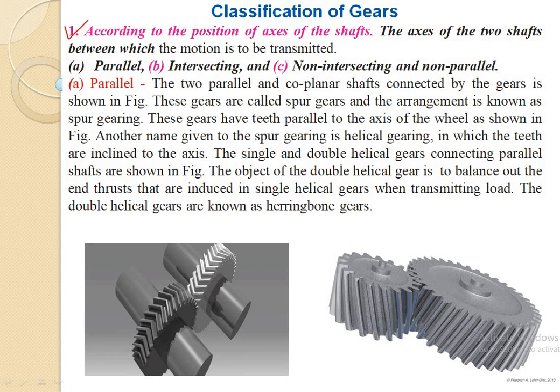Depending upon the position of the axis of the shaft, because we are mounting the gears on the shaft, it is necessary to know the position of the axes of the two shafts between which we have to transmit the power by using a gear drive. So depending upon that, the gears are classified. First, if the axes of the two shafts on which the gears are mounted are parallel and coplanar, as shown in the diagram, these are the parallel axes.